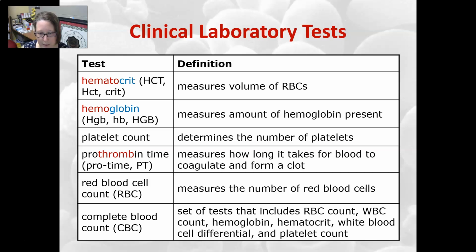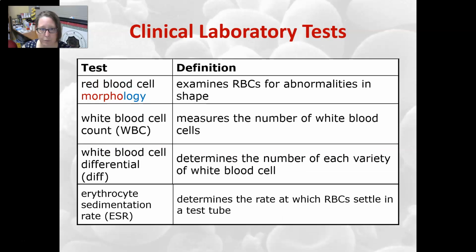And a complete blood count is a set of tests that will include the red blood cell count, the white blood cell count, the hemoglobin, hematocrit, and all of the red cell indices, which aren't listed here, and the white blood cell differential and the platelet count. And so it looks at all the components of blood. It is one of the most often ordered clinical lab tests.